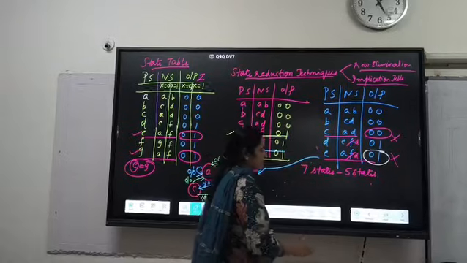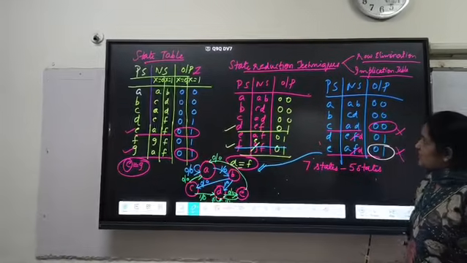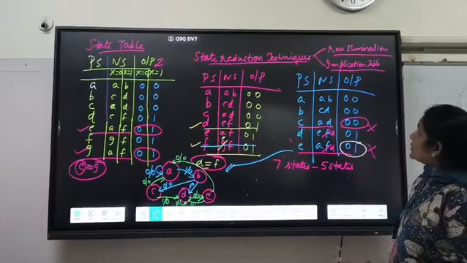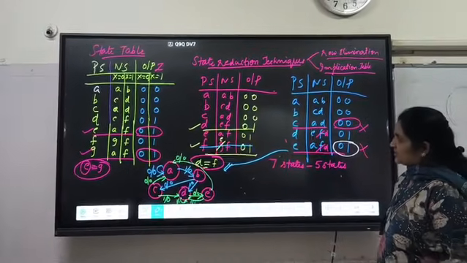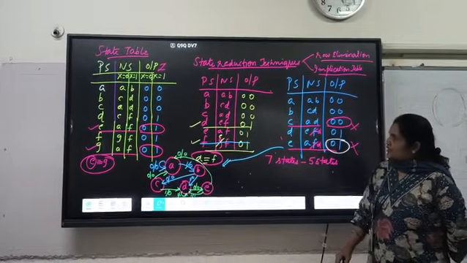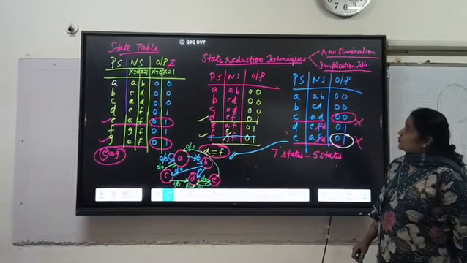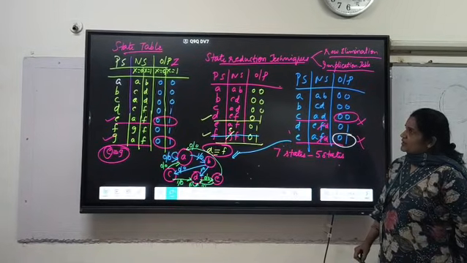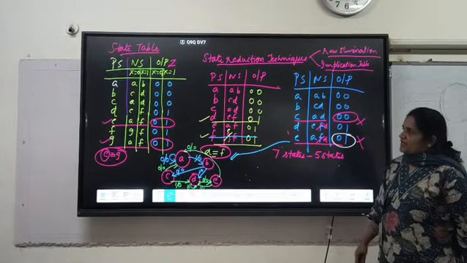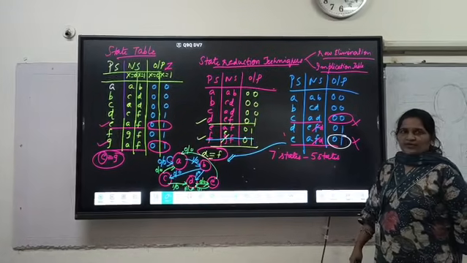So this is your reduced state transition diagram using our row elimination method. Hope this is clear to you. Next video we will check out how we can use the implication table for the same example. I will take it and show you. Thank you.